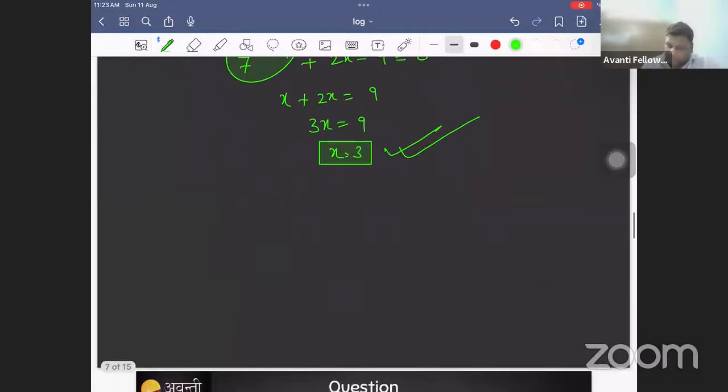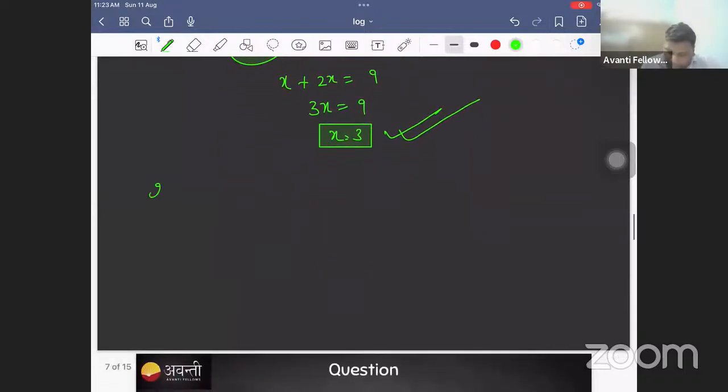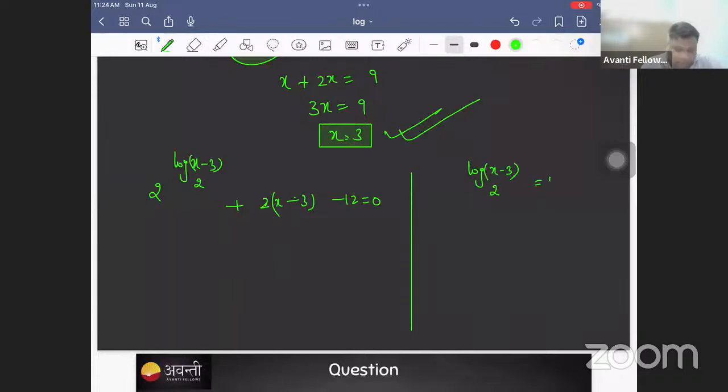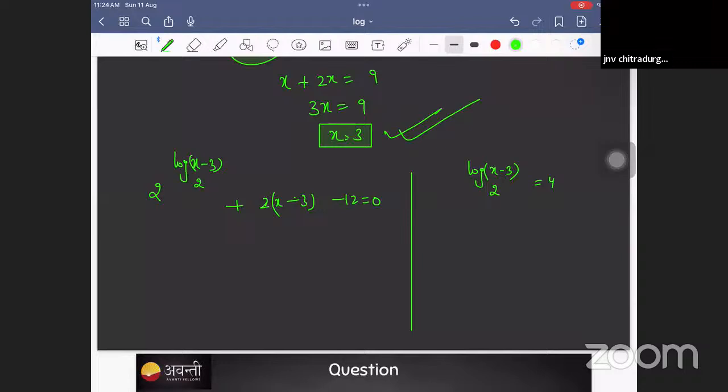Now, I'm going to write two questions quickly. 2 to the power log x minus 3 base 2 plus 2x plus twice of x minus 3 minus 12 equals 0. Another question is log x minus 3 base 2 equals 4. Okay, tell me the answers quickly. I give you 2 minutes.